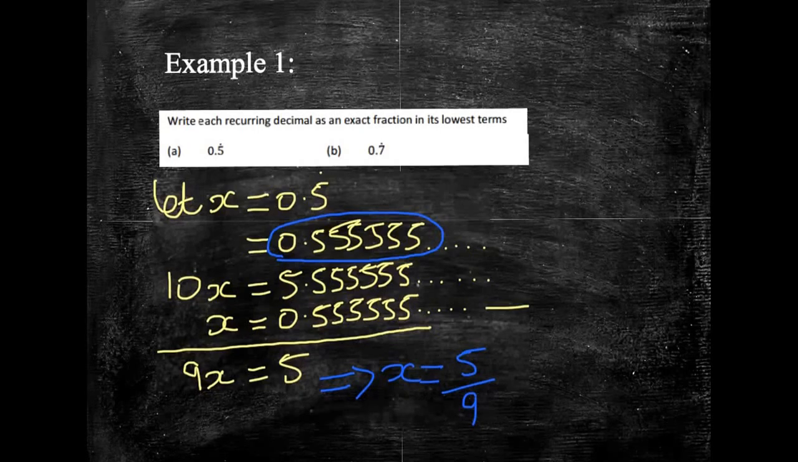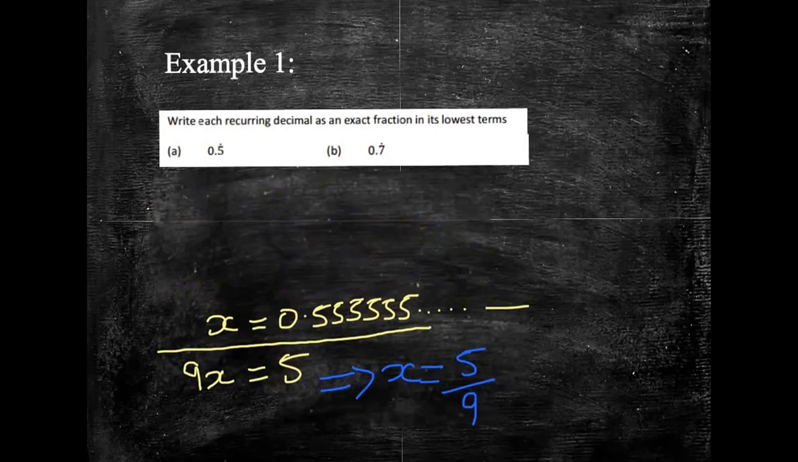Let's have a look at the second one then, 0.7 recurring. Okay, let's just get rid of some of this.